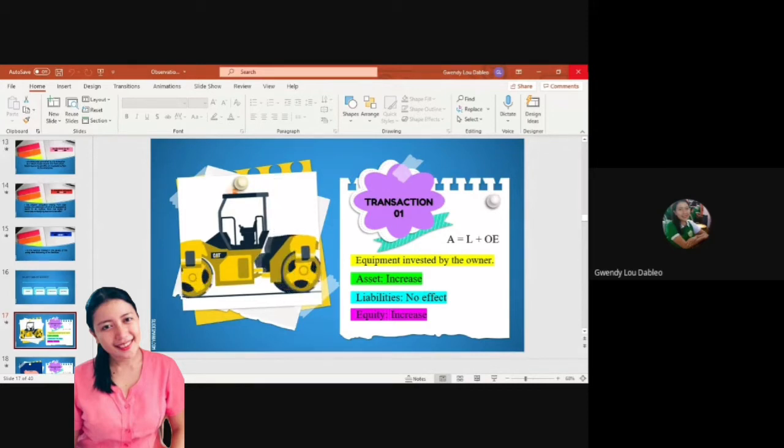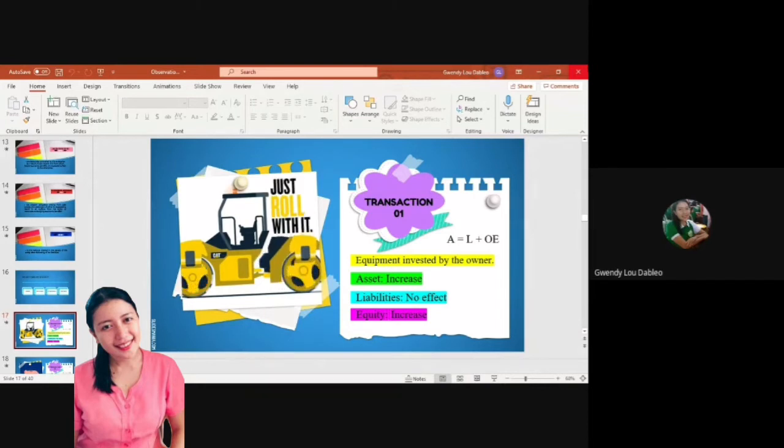So therefore, whatever kind of asset is being invested in the business, assets will always increase. Wala man gi-mention dire nga na-used up or na-consume ang equipment. Okay? Is that clear? Yes, ma'am. Very clear, ma'am. And for that reason, no effect dahil siya sa liabilities, ma'am, no? In terms of equity, maka-increase siya instead of decrease. Thank you, ma'am. Very clear. Wow, very good. You are now learning.